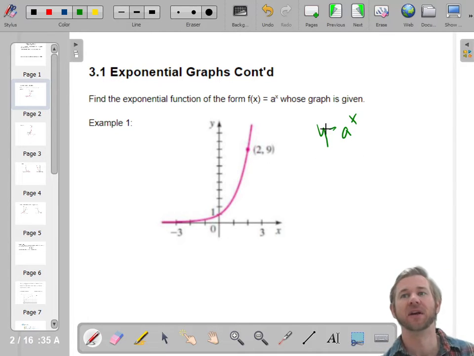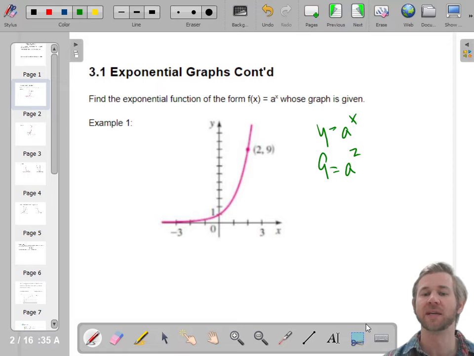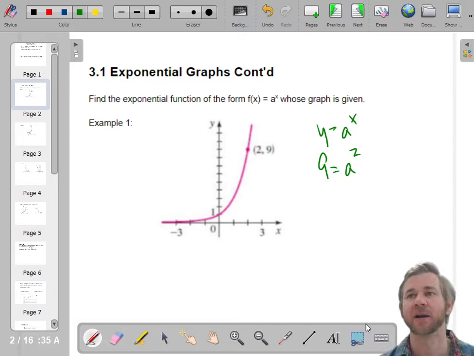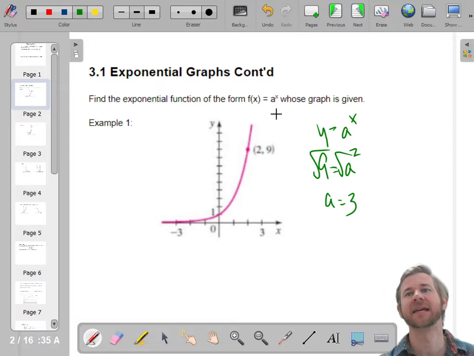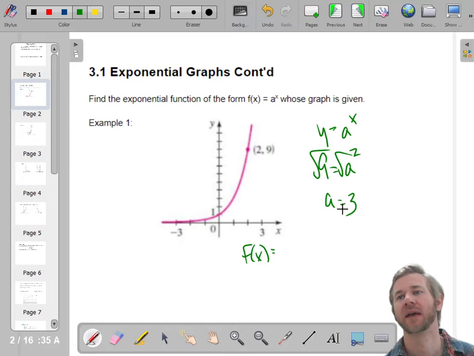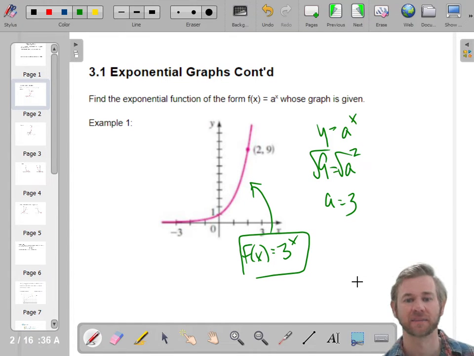The output here is 9. I don't know the base of the exponent, but I do know that x is 2. So what I'm doing is plugging my x-y pair into my structure, and I'm going to figure out what I don't know. I don't know a. Well, yeah, I do. It's 3. A equals 3. So if a is 3, then f of x equals 3 to the x. That is the graph right there of 3 to the x, because 3 squared is 9.